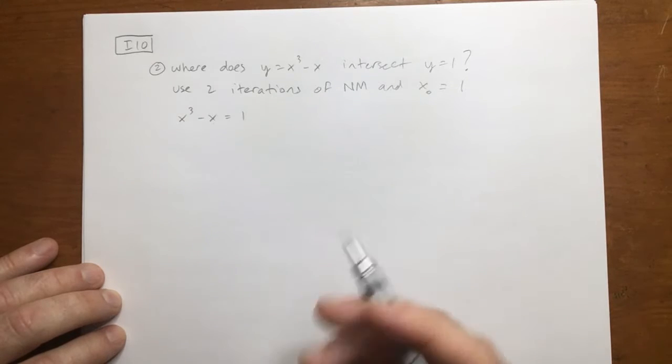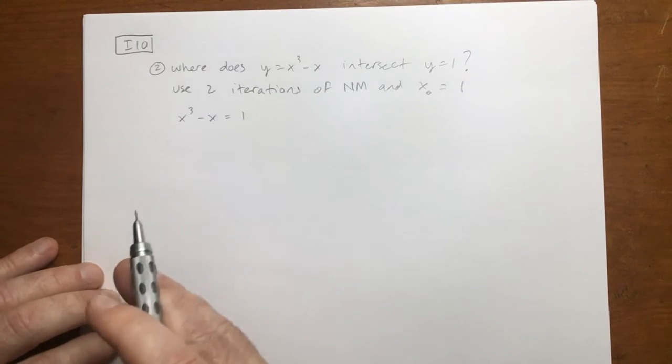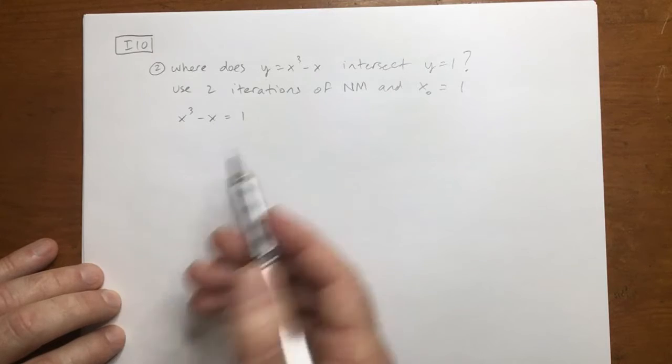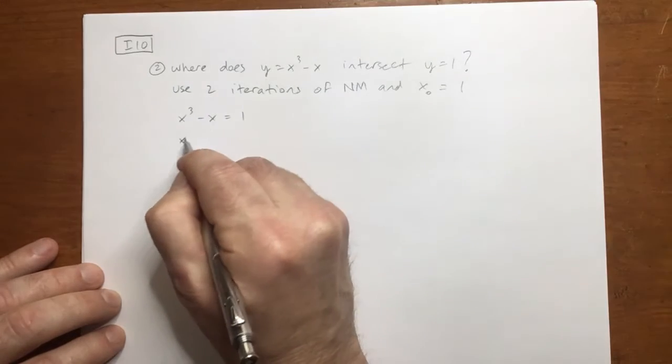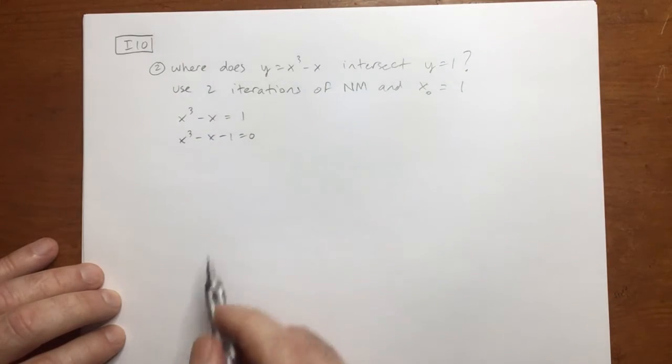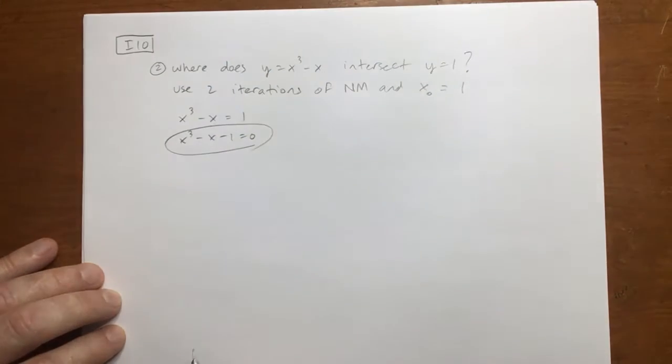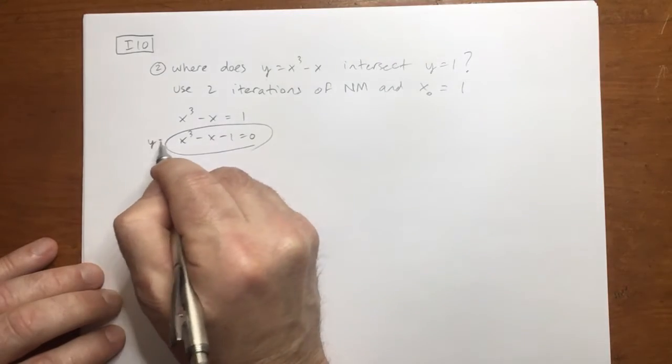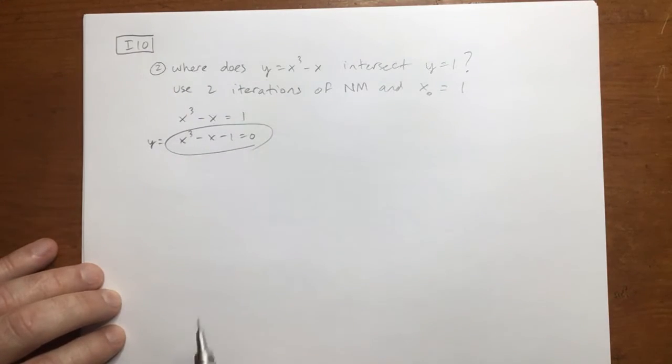And since we're trying to apply Newton's method, which is a way to find zeros, well, I can rewrite this function as a new one by subtracting the 1. So here is the function. This would be the y. And Newton's method goes like this.